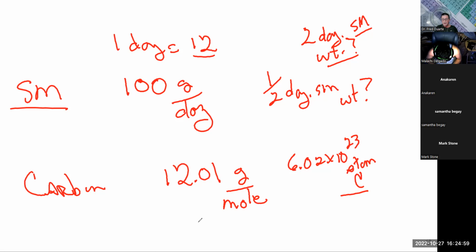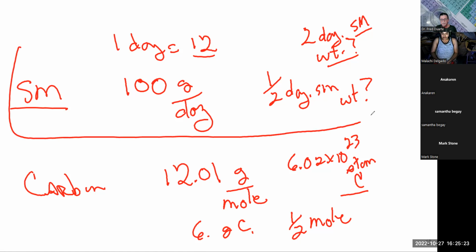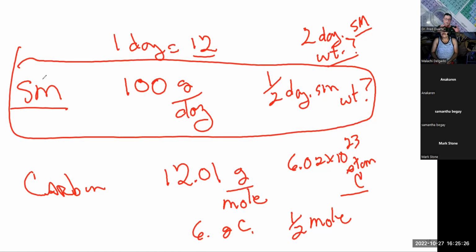And if I weighed out 6 grams of carbon, I would have half a mole, right? Because a full mole weighs 12.01. Well, half of that would be half a mole, which would be half of Avogadro's number. Just like we were using the examples up here with the dozen eggs and so forth. We grasp that because that's a small number. So now when we move over to Avogadro's number, it's the same concept, it just happens to be a larger number, that's all.